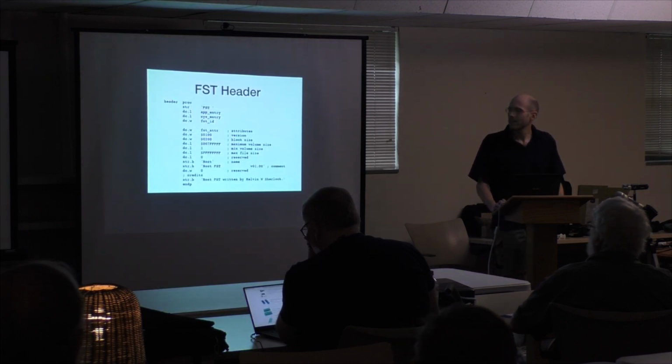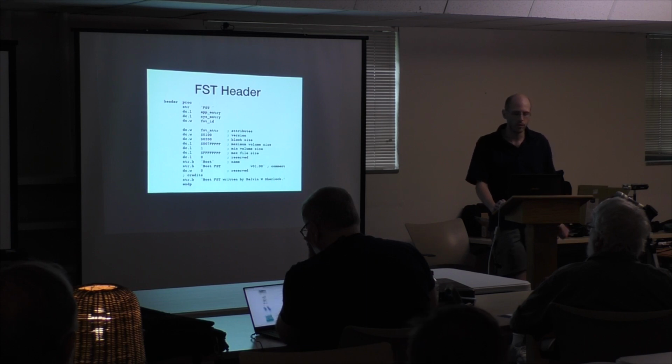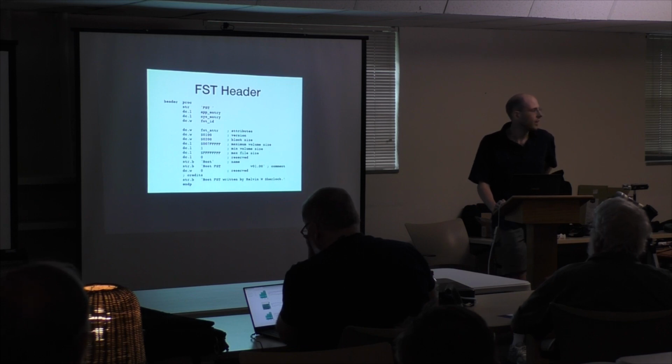So the FST has a header. It starts off with 4 magic bytes, FST and a space. Then there's a pointer to the application entry code, a system entry code address, the FST ID, some attribute bits, the version, the block size, the maximum volume size, minimum volume size, maximum file size, the name, and the credits, which will display if you're text booting.